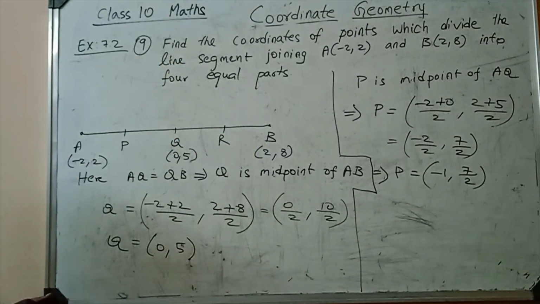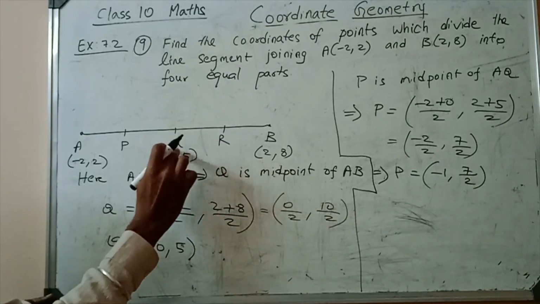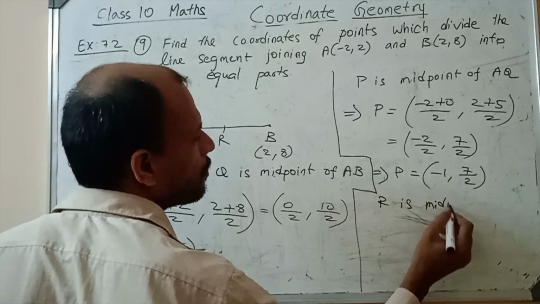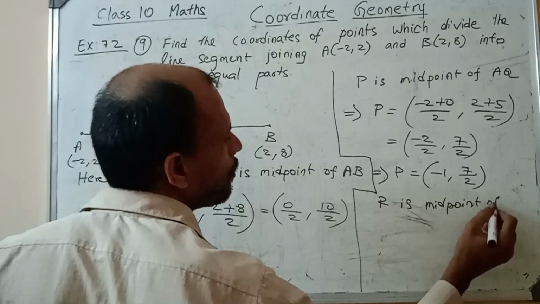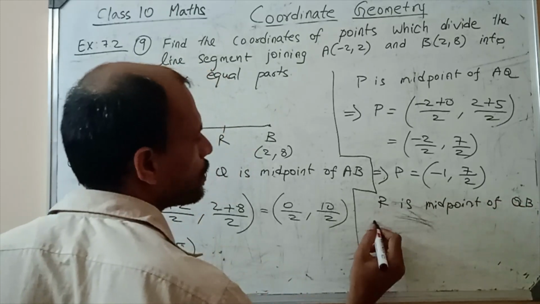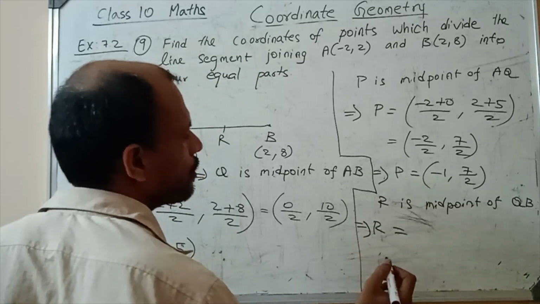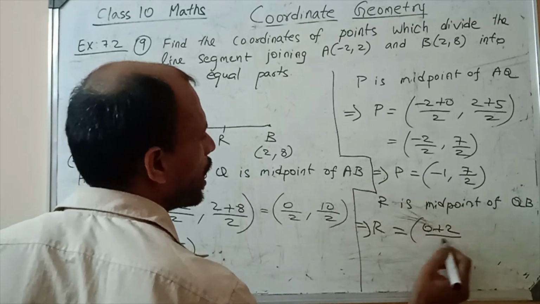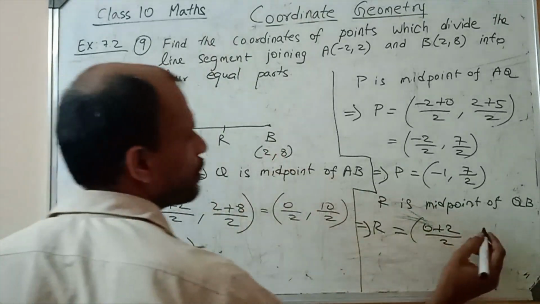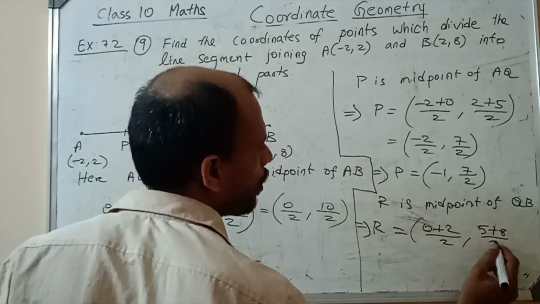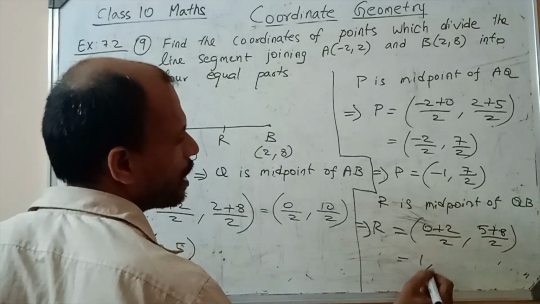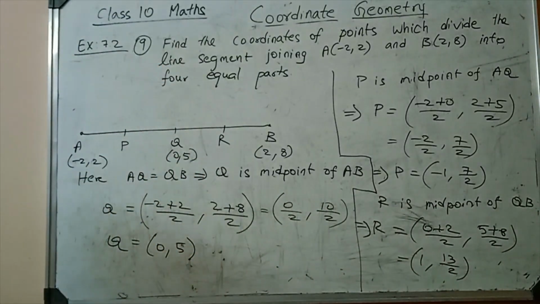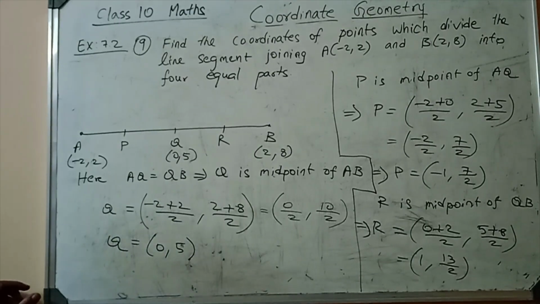Okay. So in a similar way we can find R. R is the midpoint of QB. So therefore R is equal to (0 + 2)/2, comma (5 + 8)/2. So we will get 2 by 2 will be 1, and then 5 plus 8 is 13 by 2. So R is (1, 13/2). So we got all the coordinates of points P, Q, R.